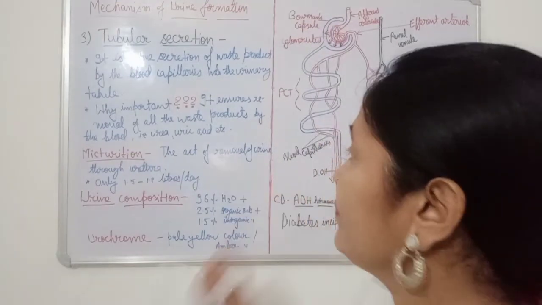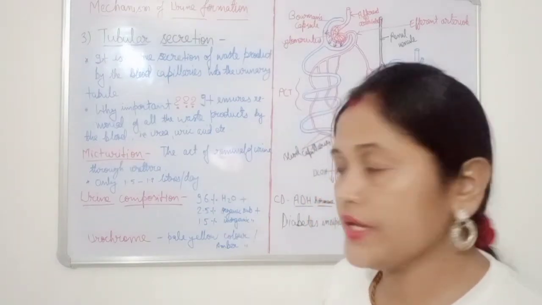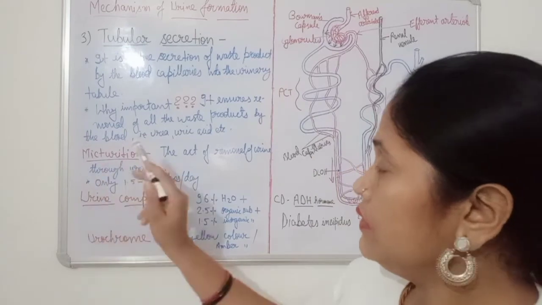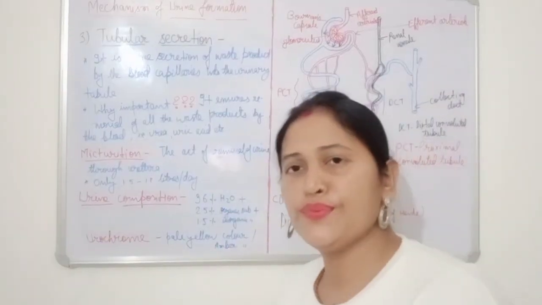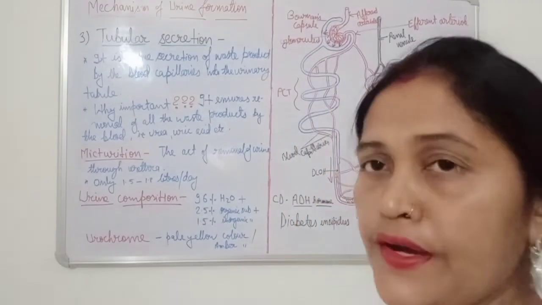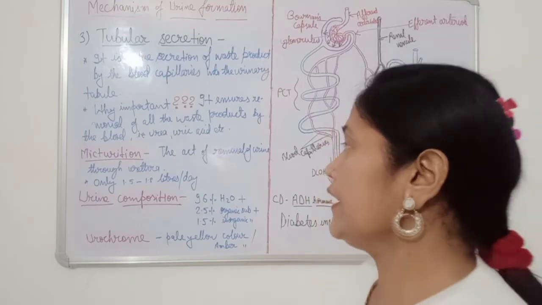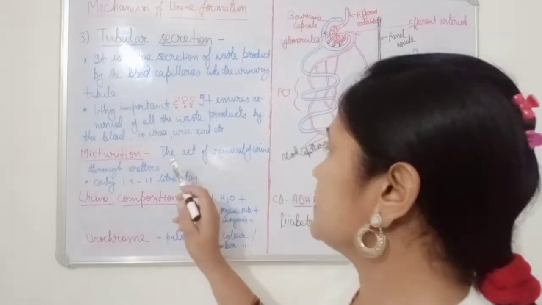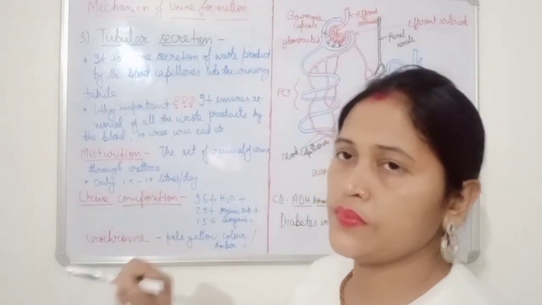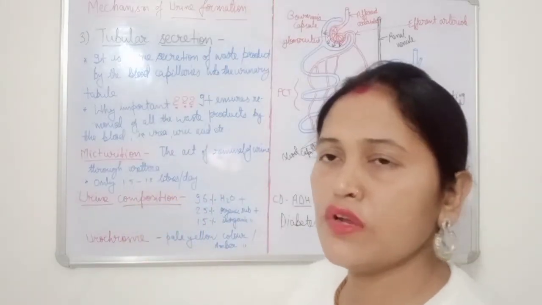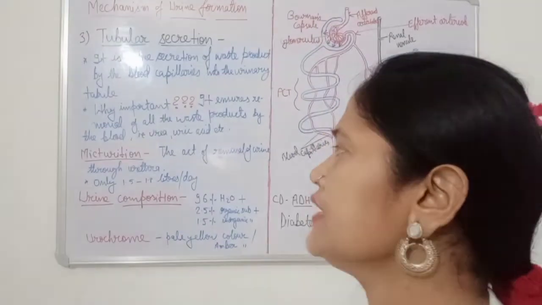Now I hope all of you have understood this. Now micturition. What is micturition? It is the act of removal of urine through the urethra. It is the process of removal of urine from our body to the outside. Simple. This is known as micturition.